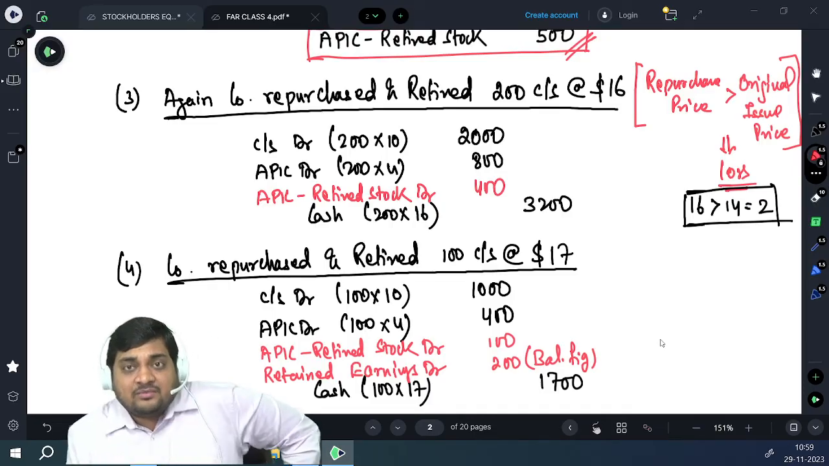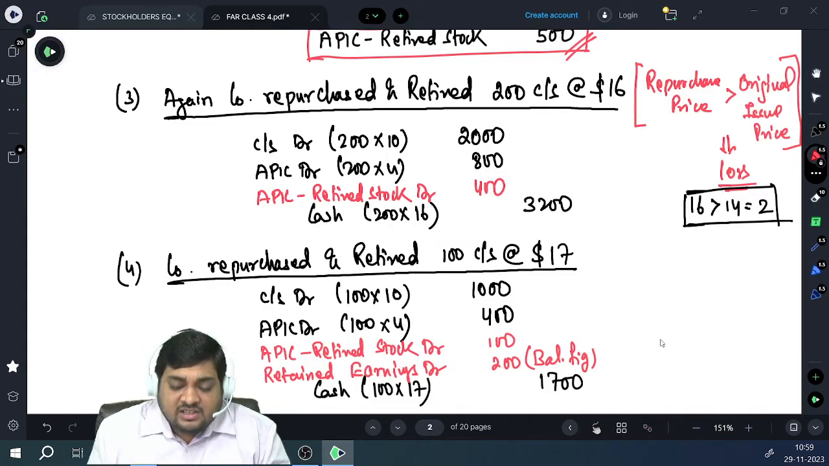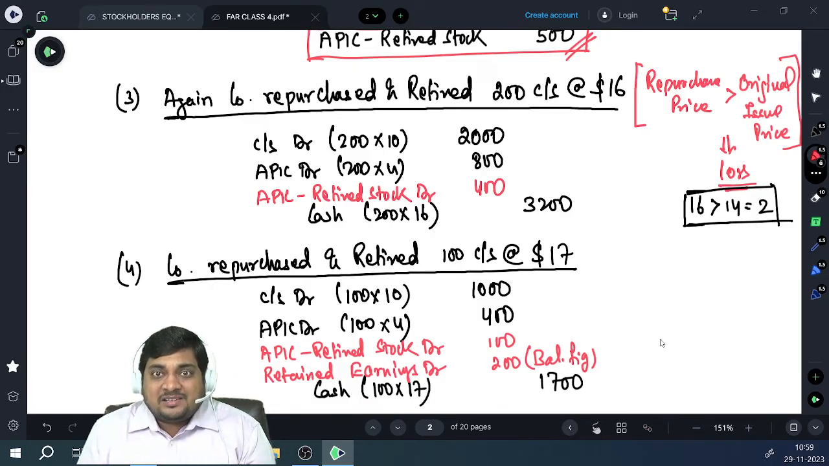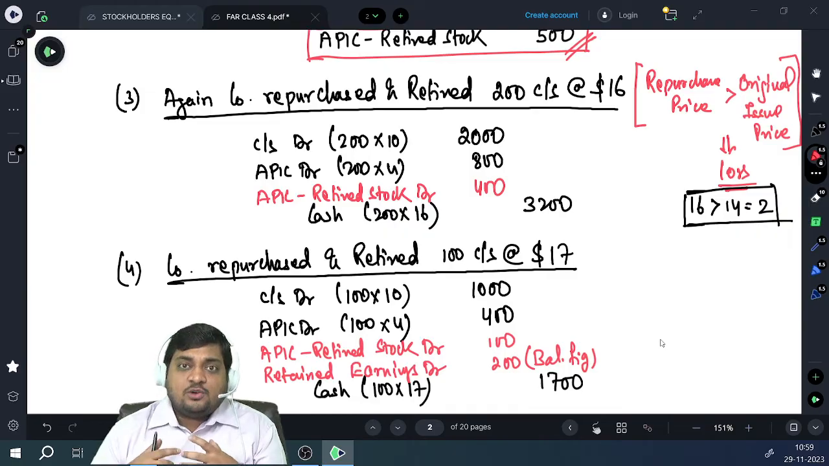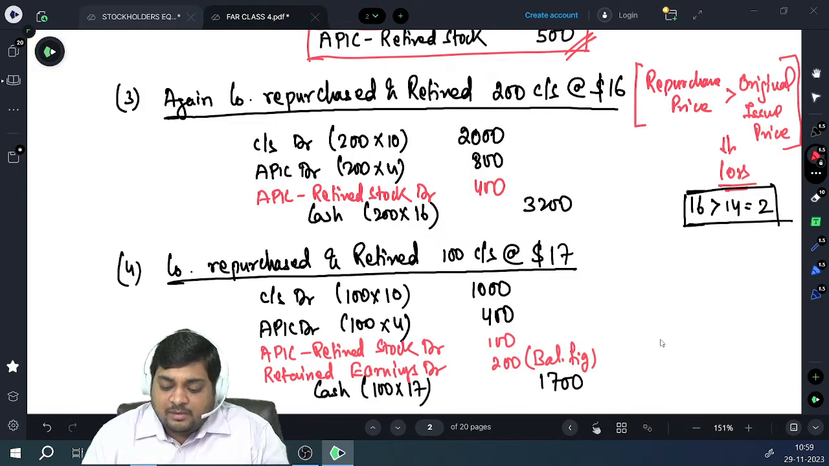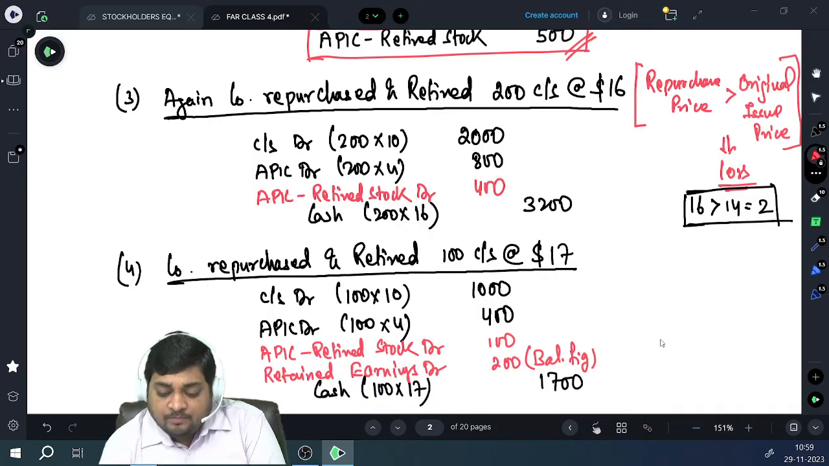Like in India, we have the Companies Act 2013, which says that maximum buyback can be up to 10% of the outstanding shares. The maximum amount that can be paid on buyback is 25% of the paid up capital plus retained earnings. There are a lot of restrictions when you go for buyback of shares. Similarly, for US entities also, there might be some kind of restrictions imposed by US law, right?